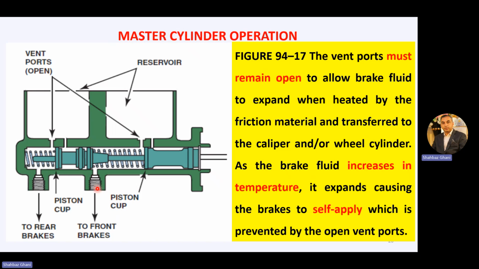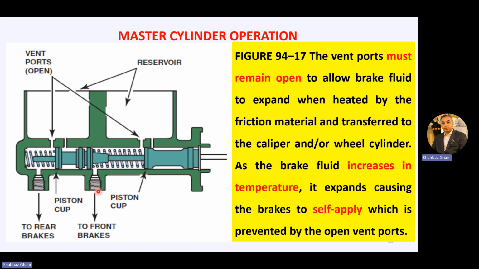The location of the master cylinder in your vehicle is in the engine compartment, and it is attached to your bulkhead. Bulkhead is the separation between the engine compartment and the passenger compartment. The wall or the frame which differentiates between the engine compartment and the passenger compartment is known as the bulkhead. On the bulkhead, it is attached with your vacuum booster or power booster.